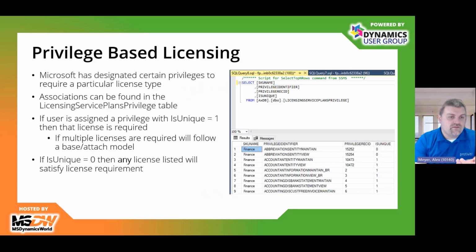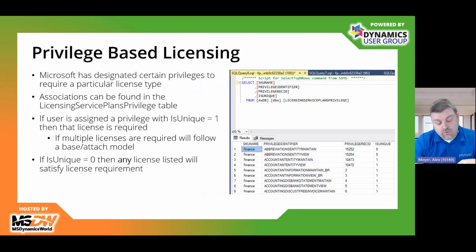Really, the way that this works is that there is a table that Microsoft populates called the Licensing Service Plans Privilege Table that has an association between the privilege and the different license SKUs. So if a user is assigned a particular privilege that Microsoft has designated as requiring a license, this is where they would have that association. You can see in this case all of the privileges listed. If a user is assigned one of those, they would require a finance license based on the example we have here.